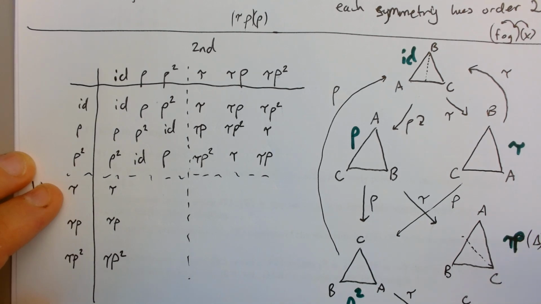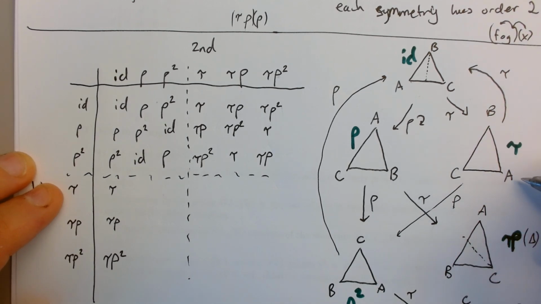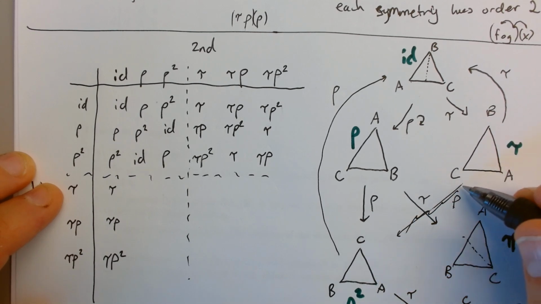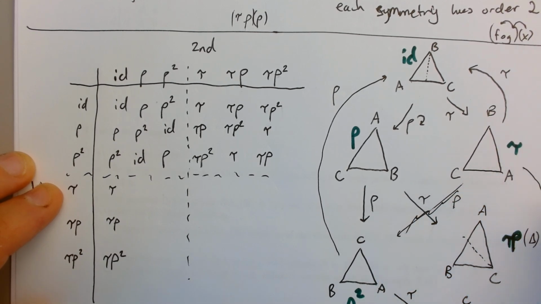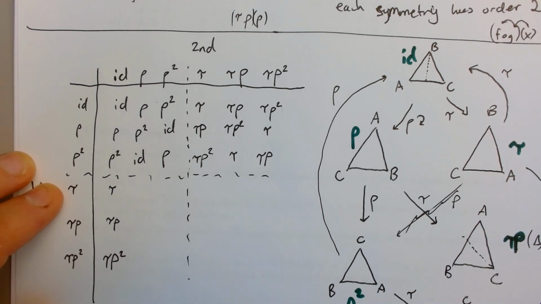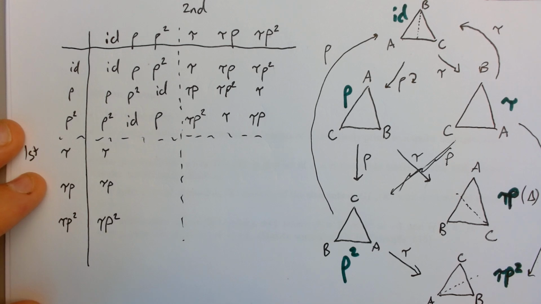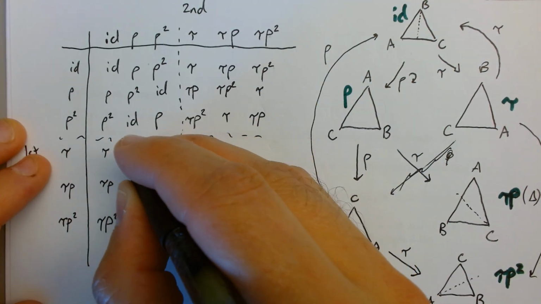Is that right? No. B goes here, and A goes here. So it actually goes to that one. Well, that's the same as tau rho squared. Sorry about that. So tau followed by rho is actually tau rho squared.